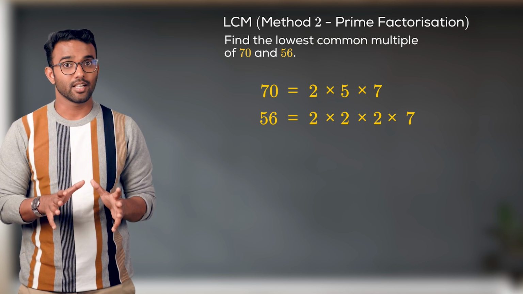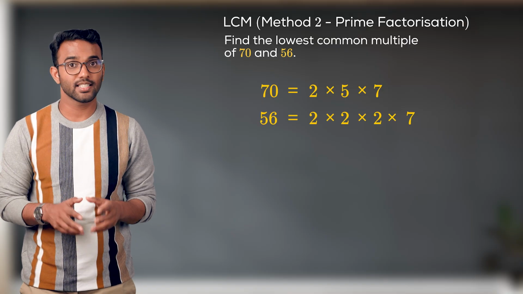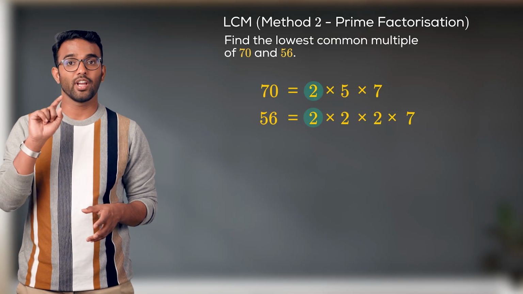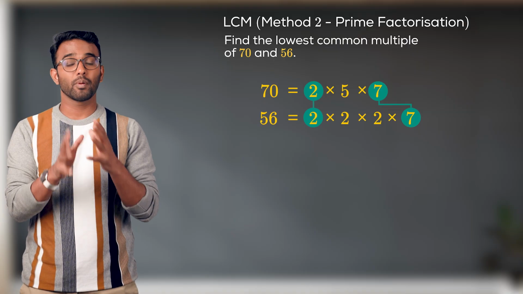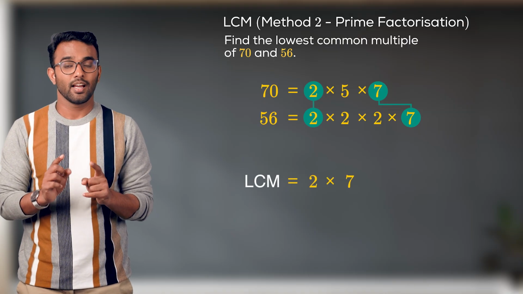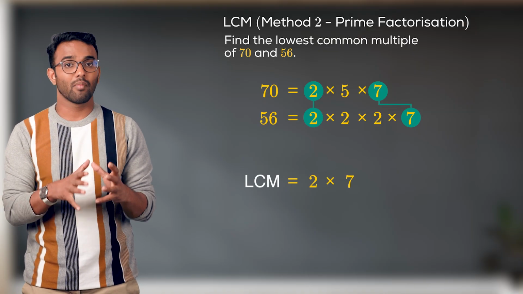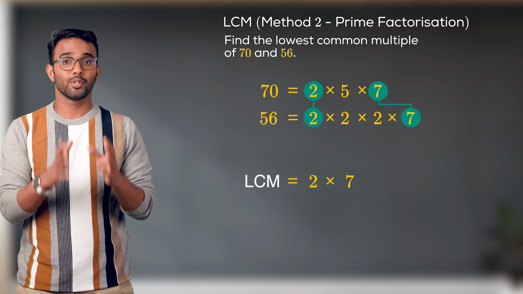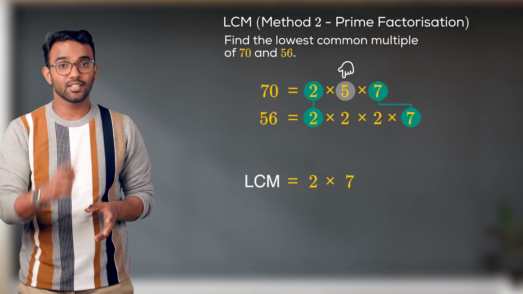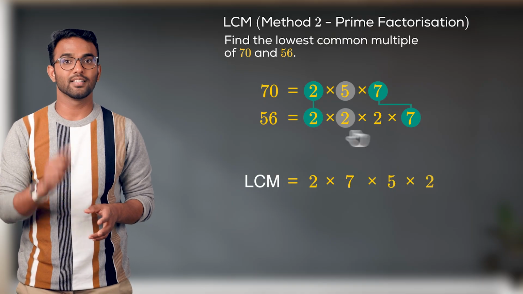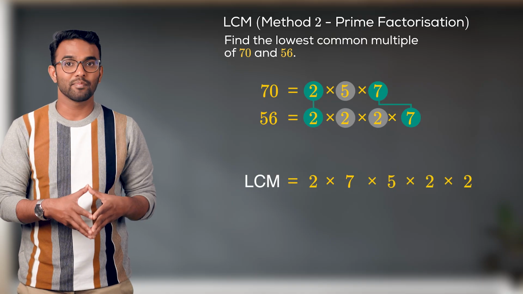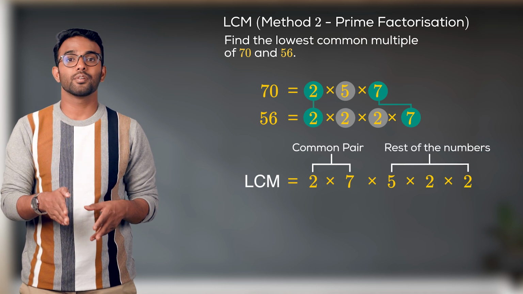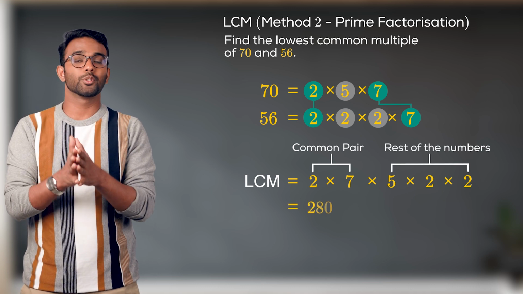Now to find LCM, just like how we did for HCF, we will get the common pairs from both numbers. So we have a 2 and 7. So the common pair 2 and 7 is multiplied, and with that we will multiply the rest of the numbers left over. So times 2 and 7 by this 5 and this 2 and this 2. So LCM is equal to 2 times 7 times 5 times 2 times 2, which is equal to 280.